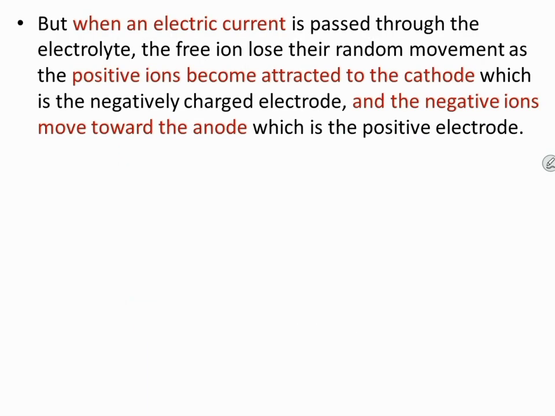All right. Now, when an electric current is passed through the electrolyte, the free ions that were moving in Brownian motion start migrating. For example, the positive ion will start migrating to the rod that is connected to the negative side of the battery. The rod that is connected to the negative side of the battery is called the cathode, while the rod that is connected to the positive side of the battery is called the anode. So take note of that. The positive ions go to the cathode, while negative ions go to the anode.